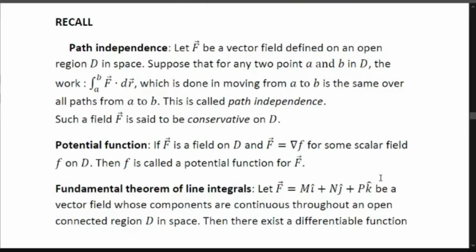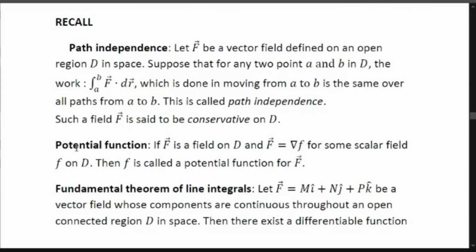The field which gives path independence, or which satisfies path independence, is called a conservative field. So it depends on the field. Some fields will be path independent and some of them will not be path independent. Mathematically speaking, a conservative field is a field whose line integral from the point A to B over any path is the same. So that is what conservative field and path independence mean.